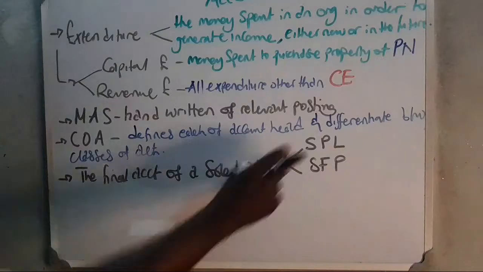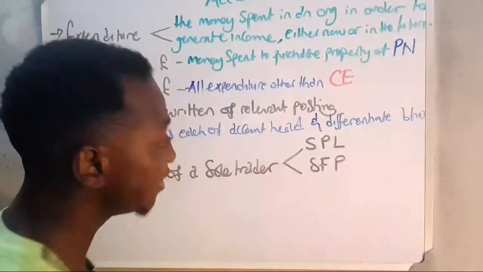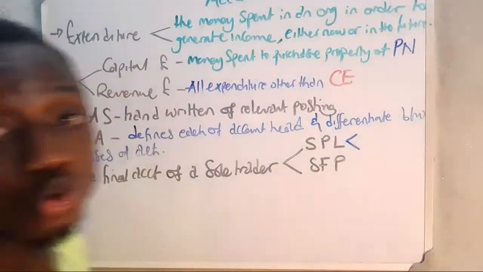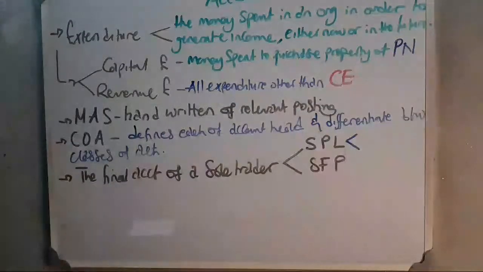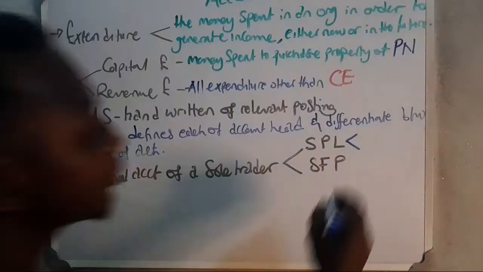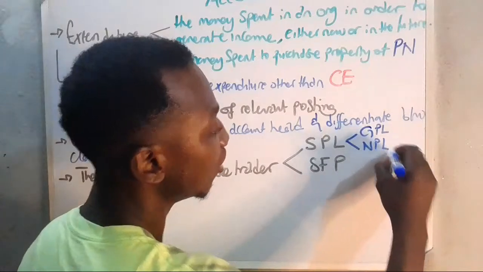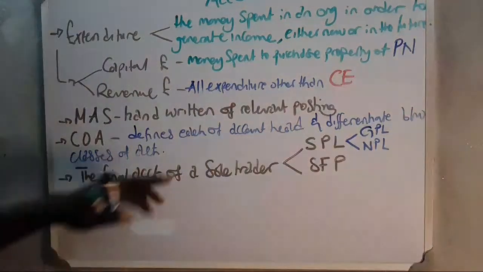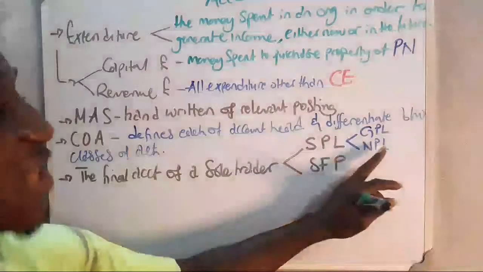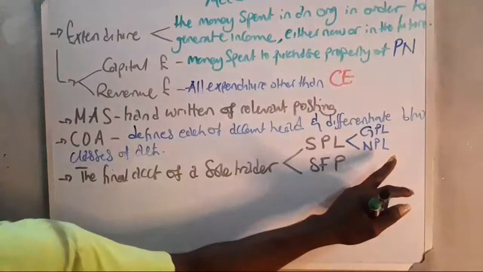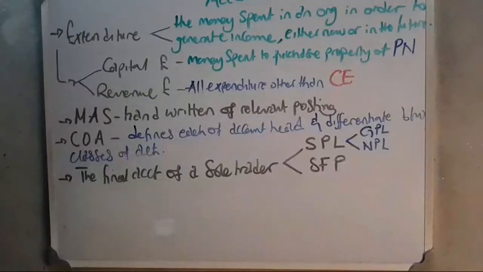Now, statement of profit or loss is then subdivided into two sections. We have the gross profit or loss and the net profit or loss. Under this statement of profit or loss, we still have the gross profit or loss, or the net, with some technical terms. So permit me to raise the board so we can take some technical terms.